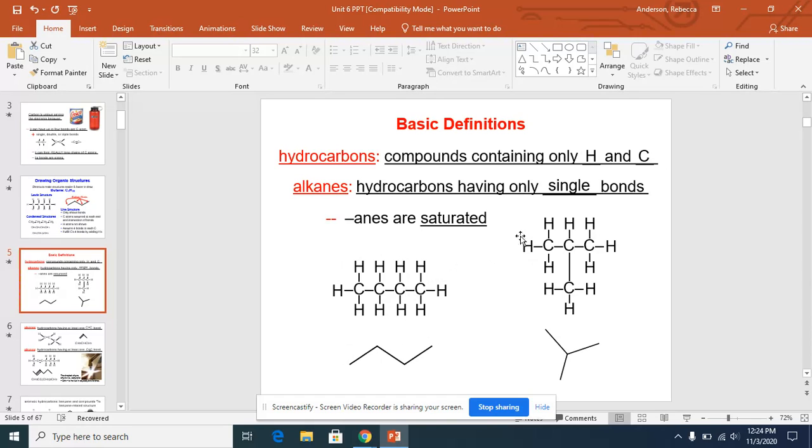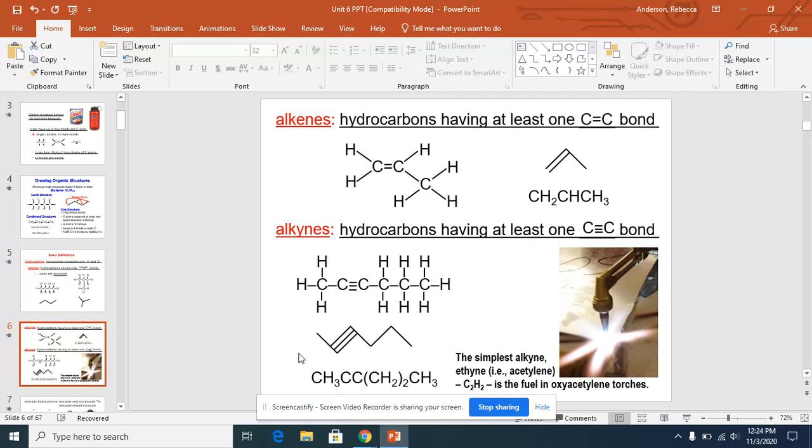So both of these down here, you have the element, the Lewis structure, and then you also have the line, it's the same thing. Since they only have single bonds, they are alkanes. Alkenes have one double bond. So here you have these two examples. There is a double bond, so that'll be an alkene.